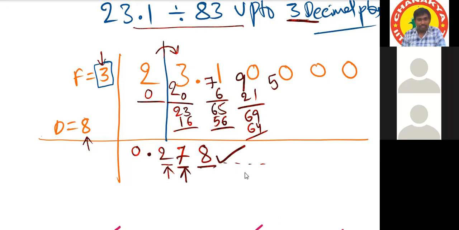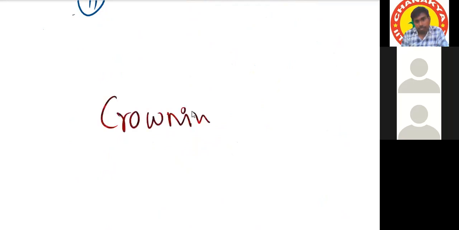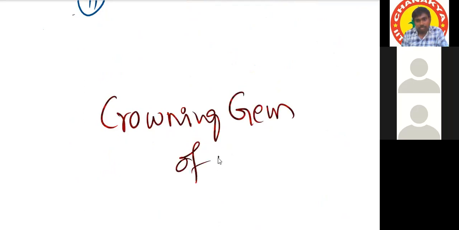Okay. Is it not better? In Vedic maths, this technique is called the crowning gem of Vedic maths.